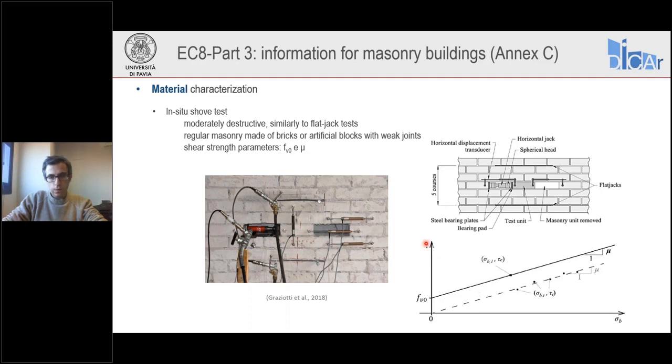So in this way, if you move to a plane shear stress versus axial stress, you can get a point. Varying the axial load and repeating all the tests, you can get different points. So at the end, interpolating the results, you can get information on the initial shear strength and on the friction coefficient.